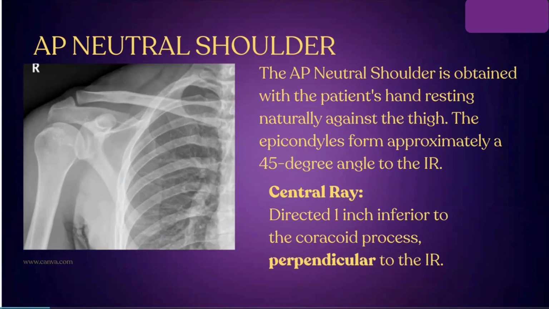So again, the neutral shoulder is obtained with the patient's hand resting naturally against their side. The epicondyles will form approximately a 45-degree angle with the image receptor. Your central ray is going to be centered 1 inch inferior to the coracoid process. So the coracoid process is seen here. You're going to center about, again, 1 inch inferior, and that's going to be perpendicular to the image receptor.